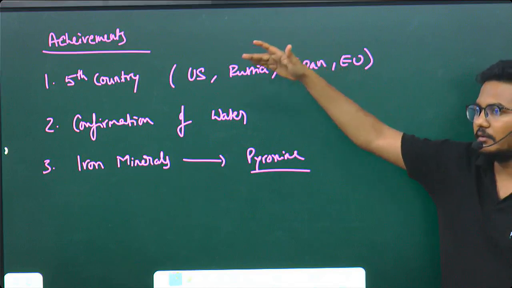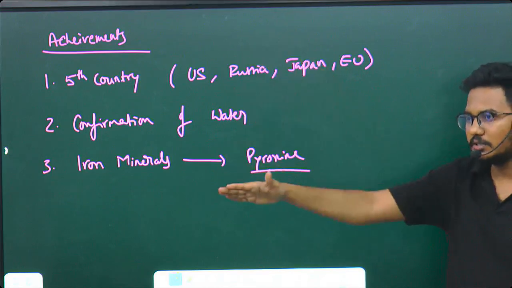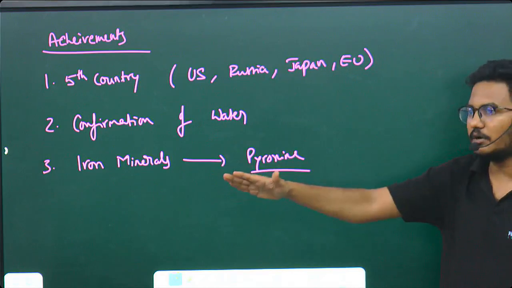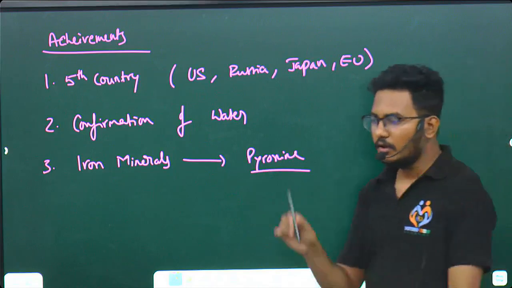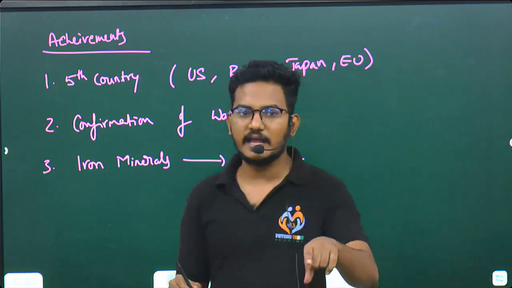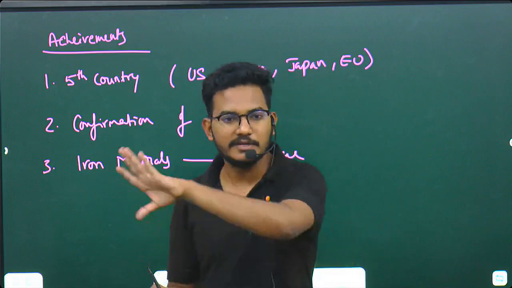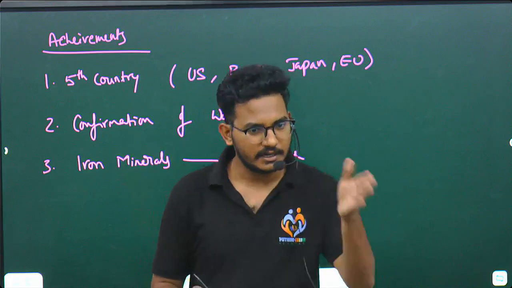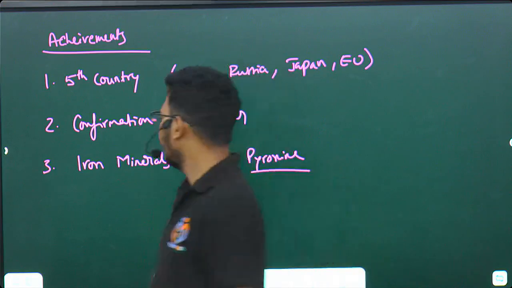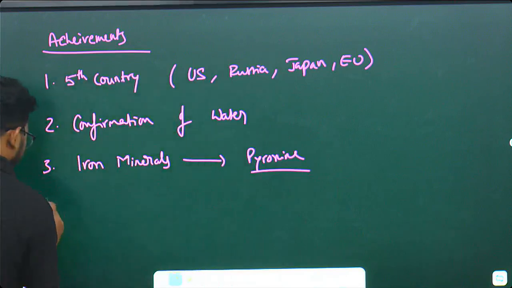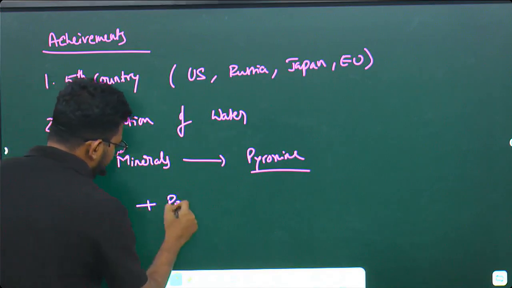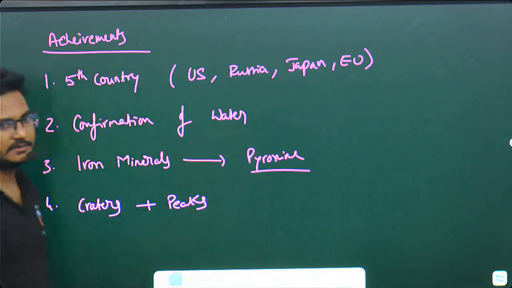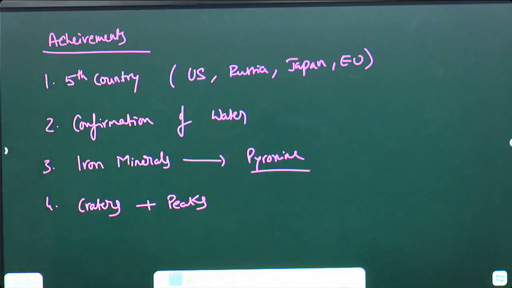And what have we done? We moved a bit closer to 100 kilometers and observed from 100 kilometers. And we told the world that the moon has craters as well as peaks, some mountains as well. Okay, craters plus peaks.